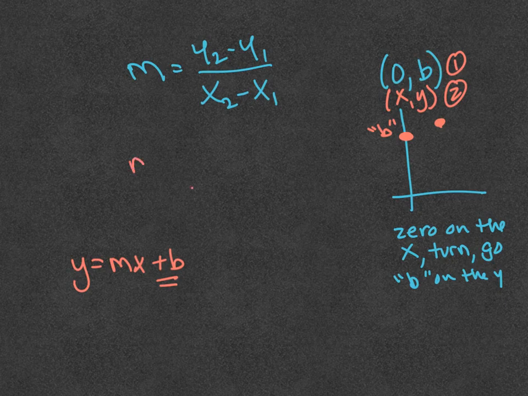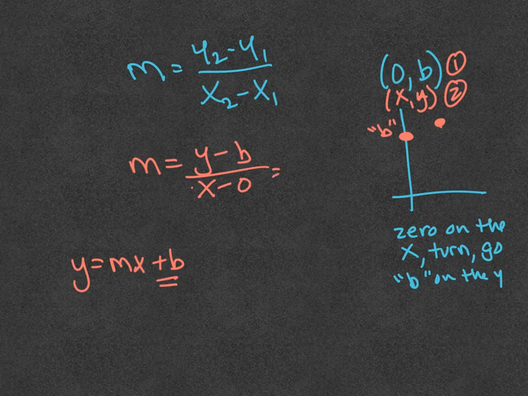So when you fill that in, it would be y2, which in this case is y, minus y1, which is b, over x2, which is in this case x, minus x1, which is 0. And then you would calculate it.